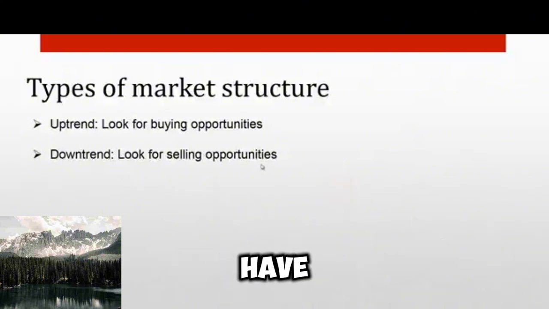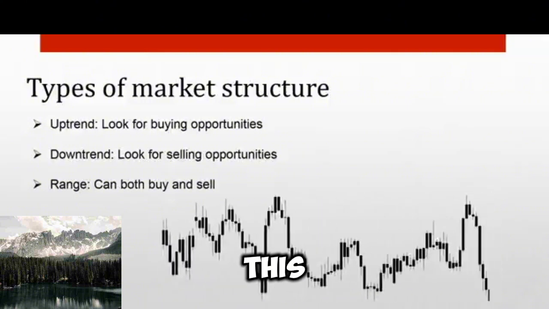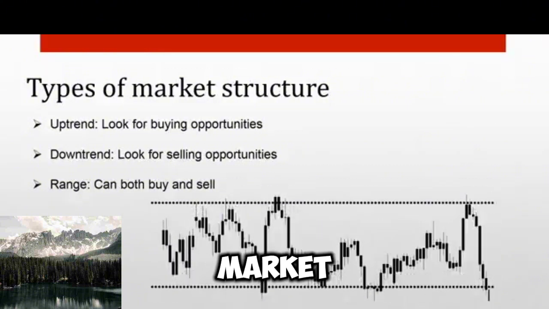And finally, you have what we call a range market. And in this market condition, you can be both a buyer or seller. So a range market looks something like this. Price is contained between the highs and the lows. So when a market is in a range, you can look for both buying and selling opportunities.